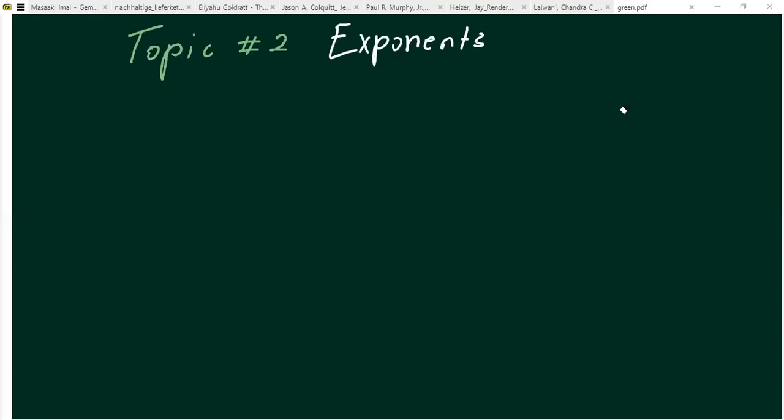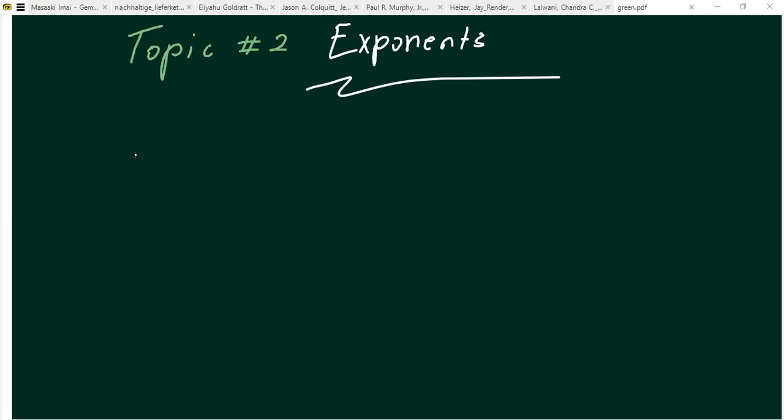Hi everyone, in today's lesson I want to explain to you the topic of exponents. Okay, let's start. What's an exponent and what does it mean in algebra? So, the exponent of a number says how many times a number appears in a multiplication. Let's look at some examples.